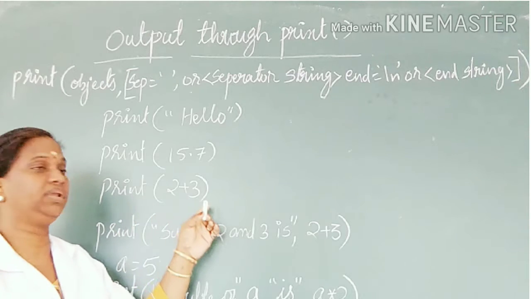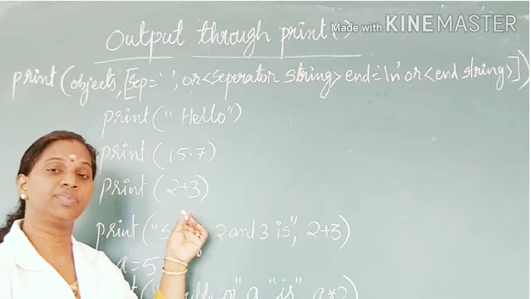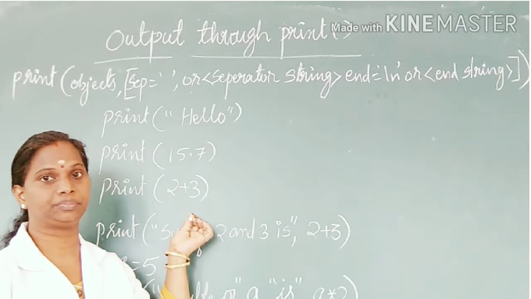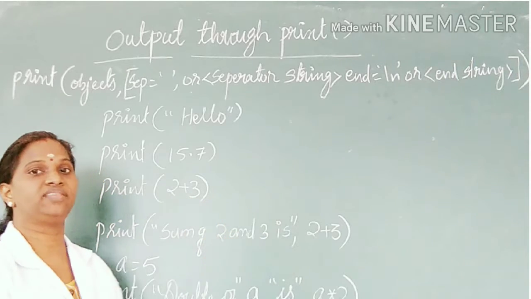See here this statement, print 2 plus 3. So what is the answer? This one is an expression. Here it prints an expression, 2 plus 3. 2 plus 3 is equal to 5, so it will print the answer as 5.